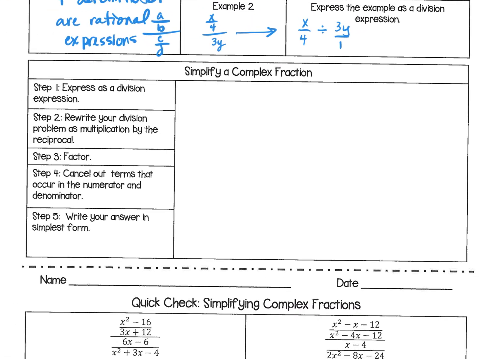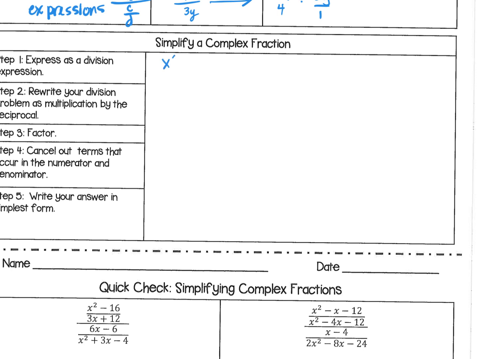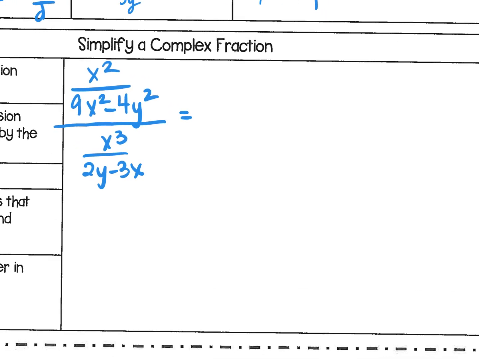All right, so let's do an example. Wrapping up here. Let's look at this guy. So here's my example. x squared over (9x squared minus 4y squared) all over x cubed over (2y minus 3x). So the first thing I'm going to do is rewrite this, aren't I? I'm going to rewrite this sideways. Okay? So change this into division. Make this a side-by-side division problem. So that's step 1. Change it to a side-by-side division expression.